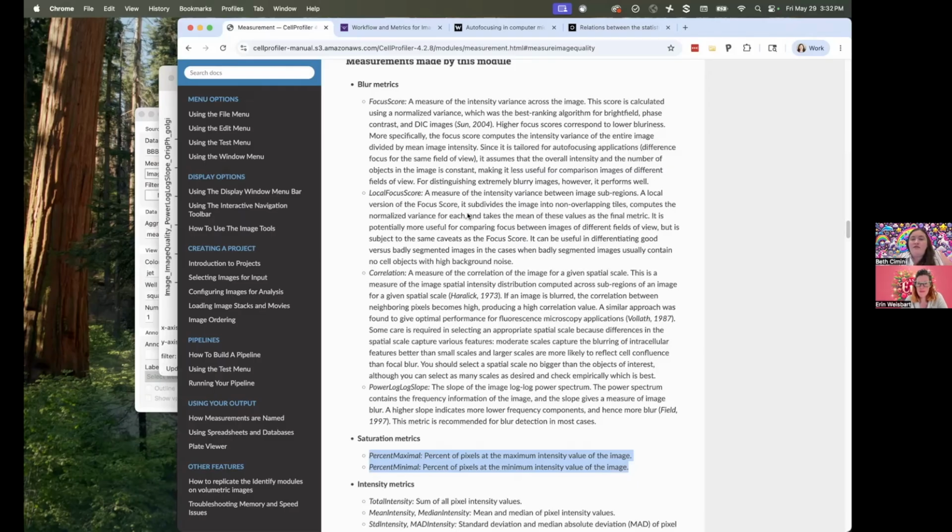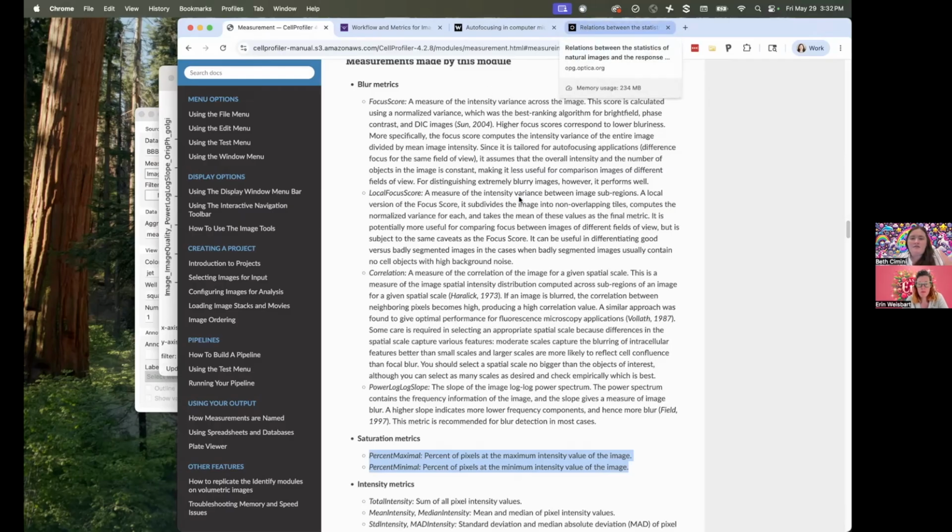The focus score operates on a similar principle. It operates based on how much variance there is in the image. The idea being if your image is blurry, and the amount of variance across the image is very little, probably something is wrong. It's not in focus, because real biology sort of jitters. And there are some great citations here for a bunch of these.